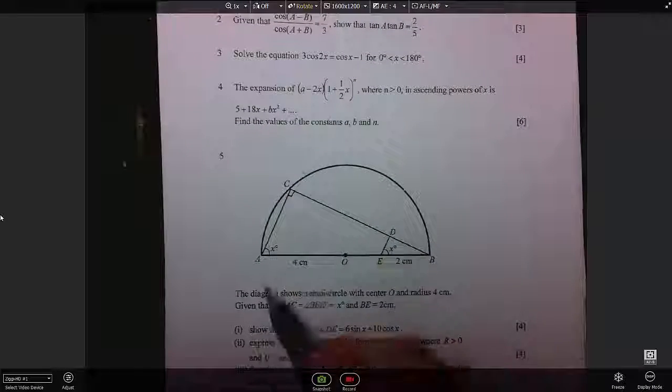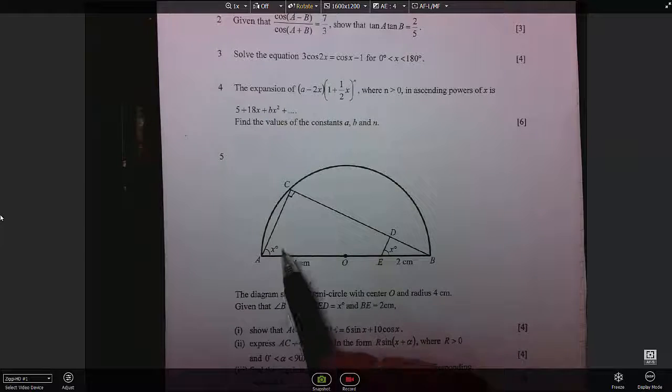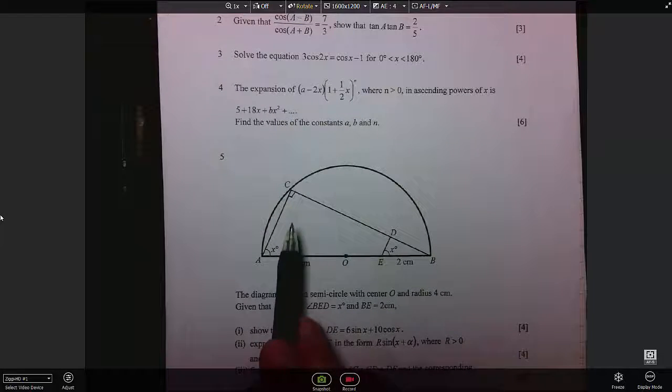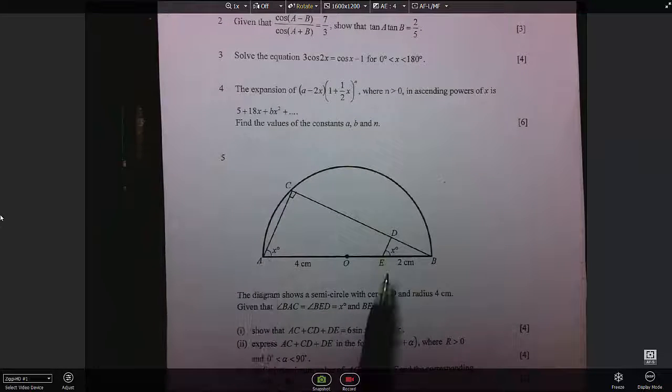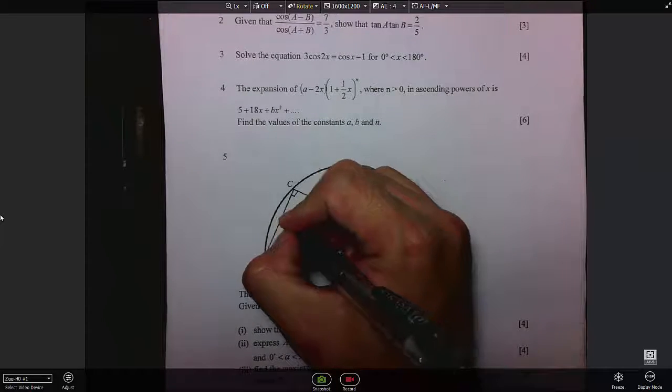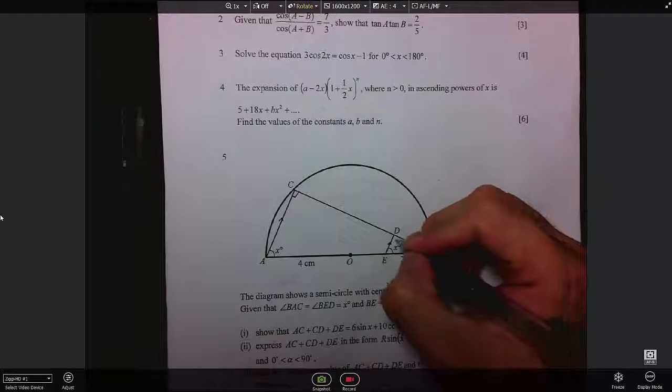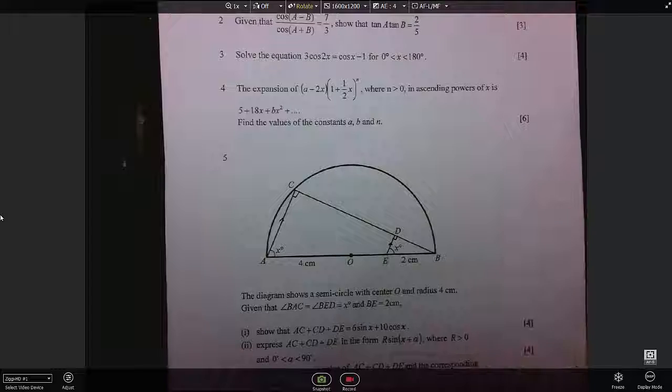Next thing is this, notice that ACB is a right angle. Why? Because the angle in a semicircle equals 90 degrees. And since this is x degrees, and this is x degrees, these two lines are parallel to each other, so this is also 90 degrees as well. Alright? Now we start with the question.